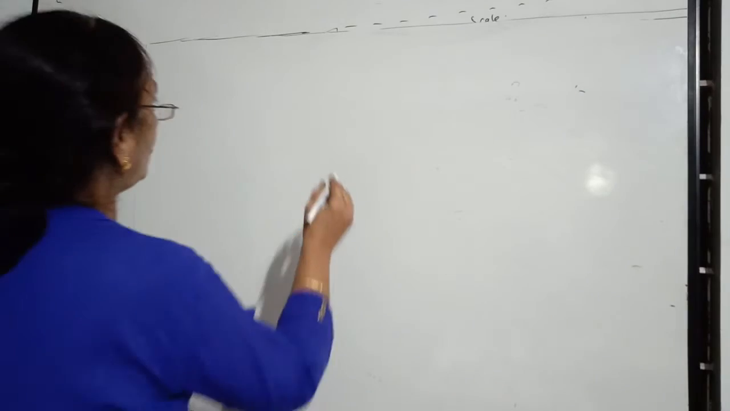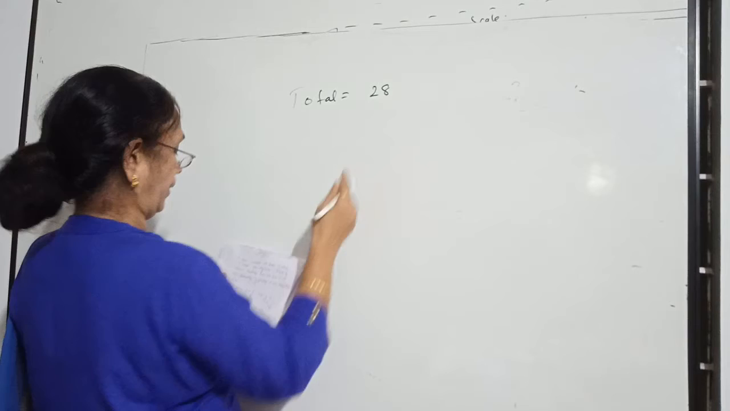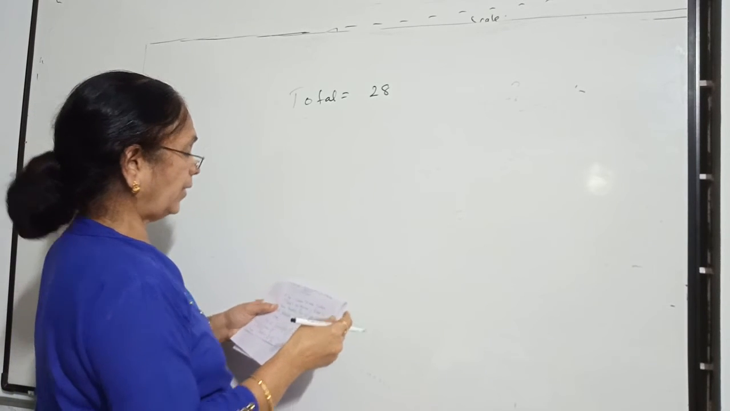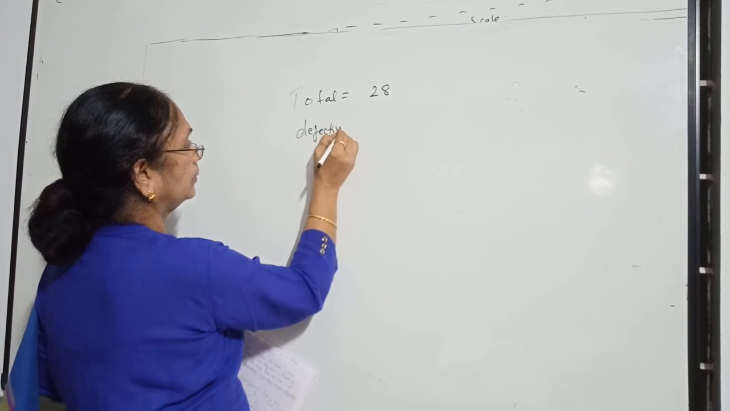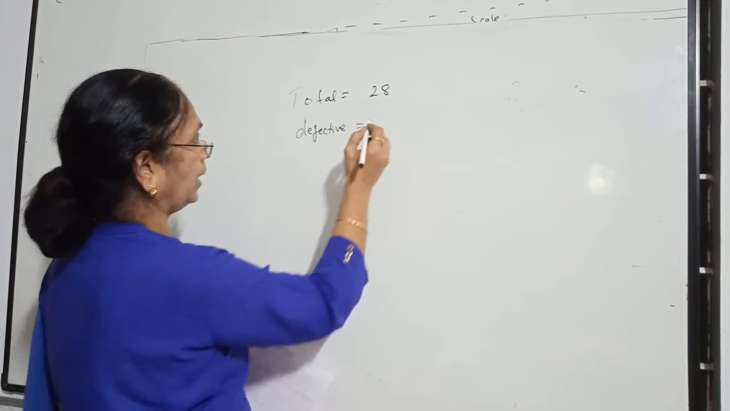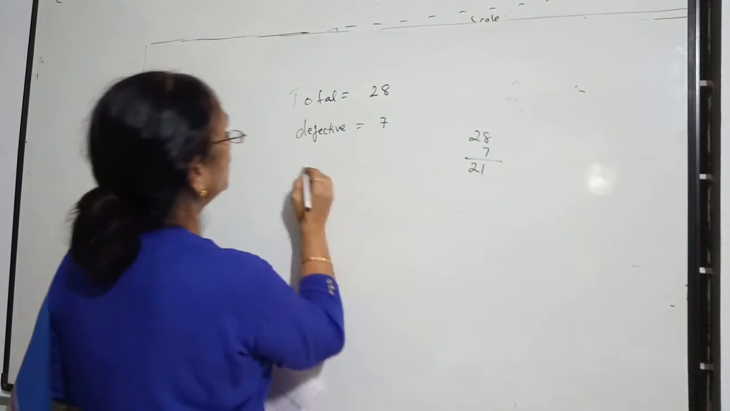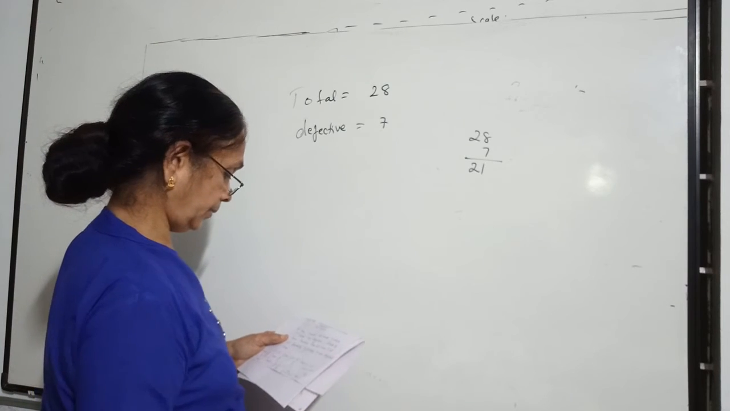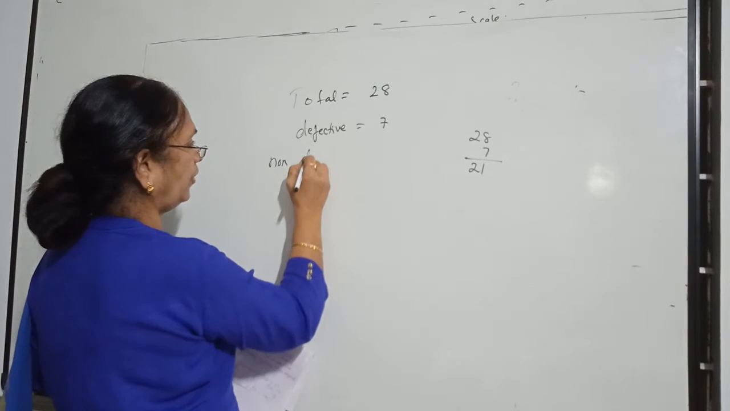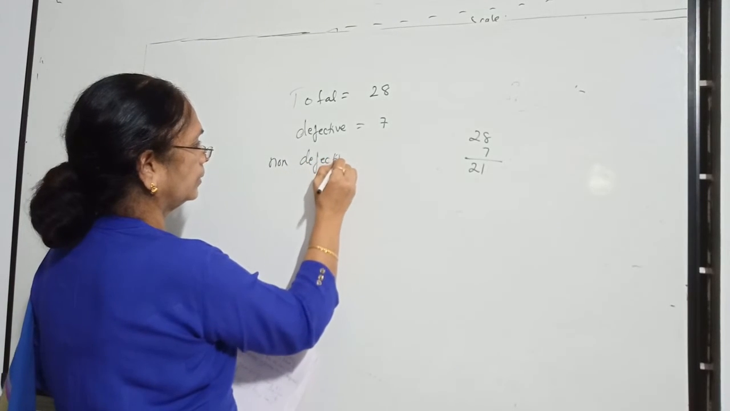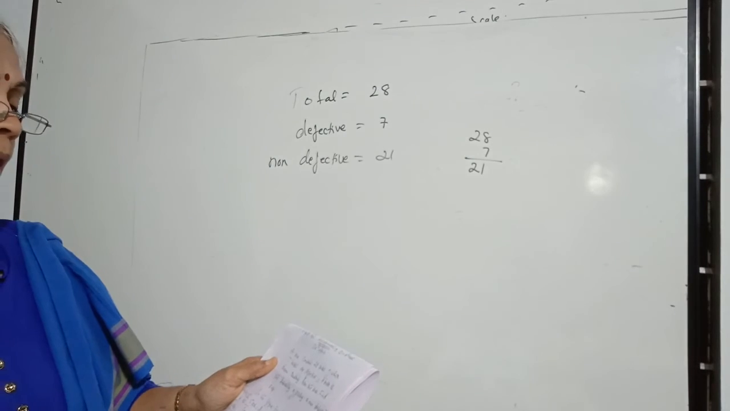So, total number of bulbs is 28, and then they have given 7 are defective. So, defective bulbs, how much they have given? 7. So, this is 28 minus 7. So, here what is that? Non-defective, or bulbs which are in good condition. Non-defective will be 21.